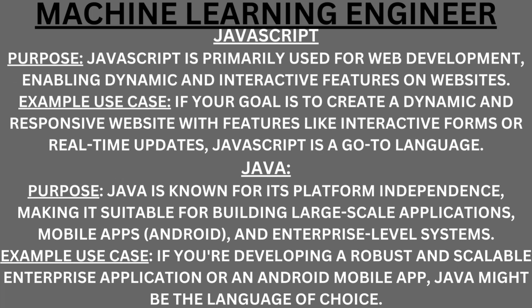JavaScript purpose. JavaScript is primarily used for web development, enabling dynamic and interactive features on websites. Example use case. If your goal is to create a dynamic and responsive website with features like interactive forms or real-time updates, JavaScript is a go-to language. Java purpose.